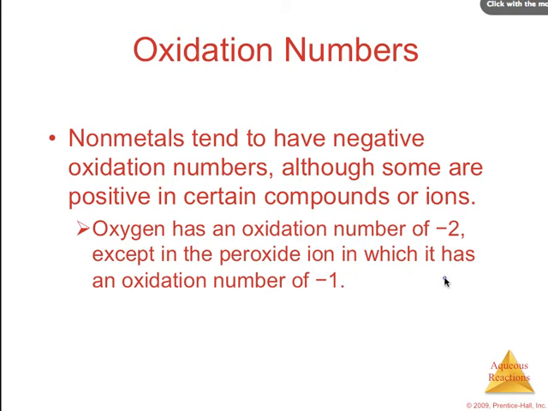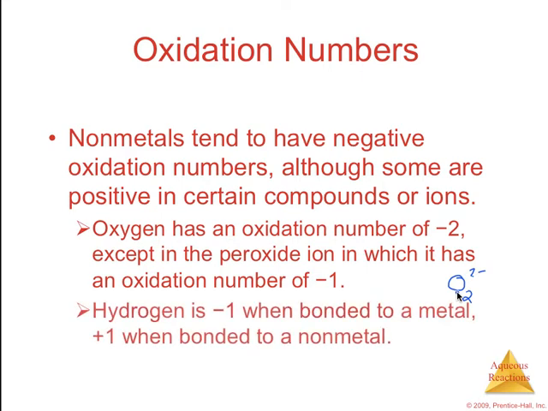The peroxide ion is actually an O2 with a -2 charge. So this -2 would be split between each of those oxygens, and each oxygen would be -1. Hydrogen is -1 when it is bonded to a metal. It is a +1 when bonded to a non-metal.